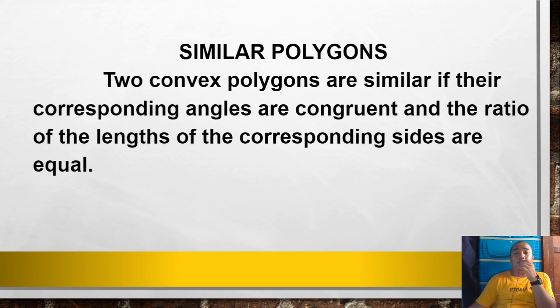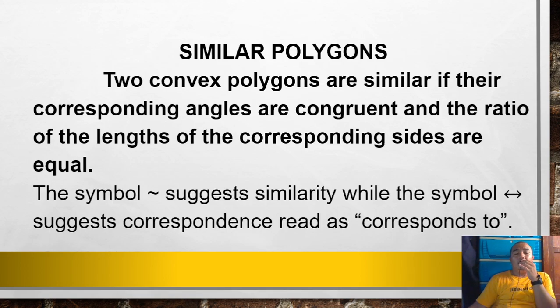Two convex polygons are similar if their corresponding angles are congruent and the ratios of the lengths of the corresponding sides are equal. So we have learned that for two figures to be similar, their corresponding angles must be equal and their corresponding sides must be proportional. This symbol, the wave, suggests similarity, while this other symbol suggests correspondence, read as "corresponds to."